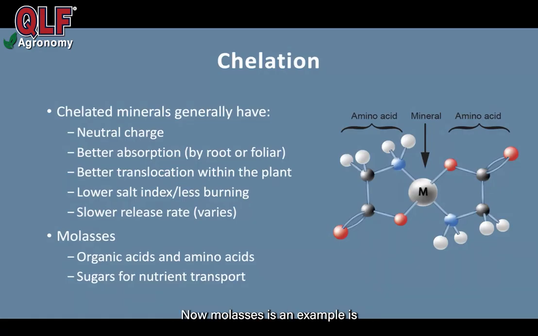Now, molasses, as an example, does contain some organic acids and some amino acids within it. And that part of the molasses has more of a chelating function through those organic acids and amino acids. But the sugars that are much more dominant, of course, in molasses, are much more helpful for nutrient transport within that plant as well. So molasses has, as we'll move on and talk about, a few multifunctional benefits. So chelation, carbon-based additives, it just helps nutrients work better is the key point.